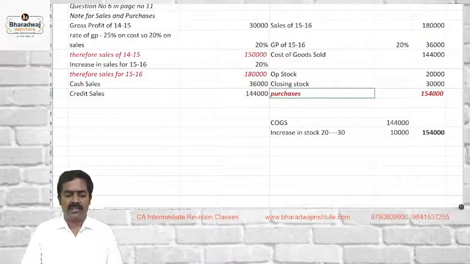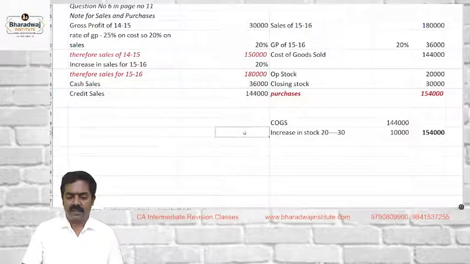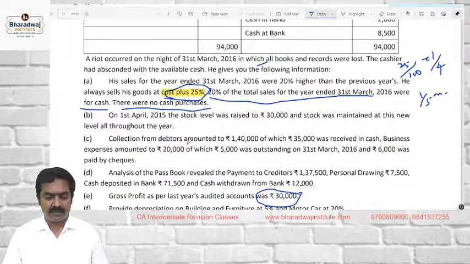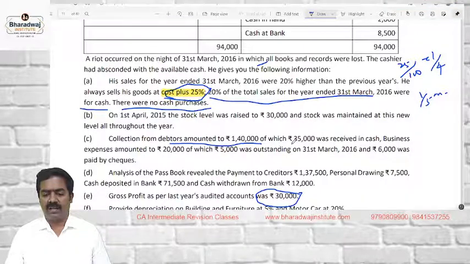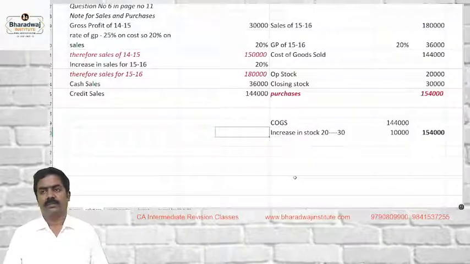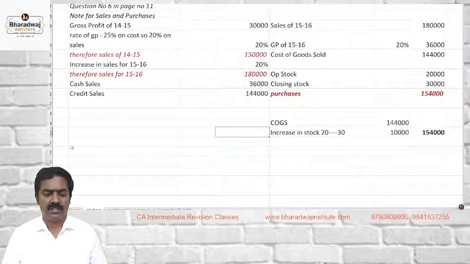Next, we can start with debtors account, because we know credit sales. Okay, what is the cash collection also is given to us. Collection from debtors amounted to how much? 1,40,000. In that 35,000 was in cash. All those things are given to us. Start. Prepare which account next? Debtors account. Start with debtors account next.